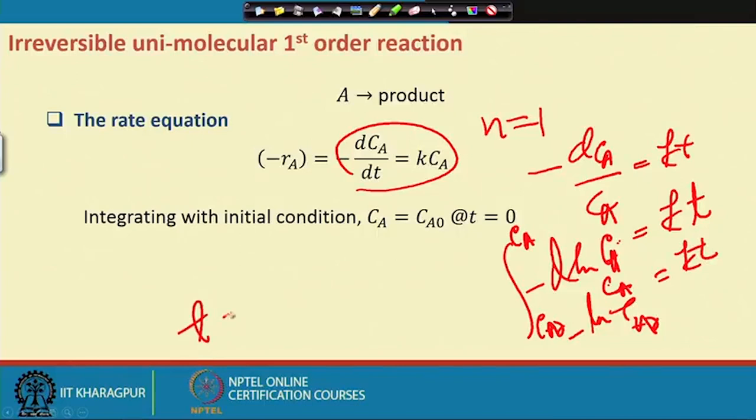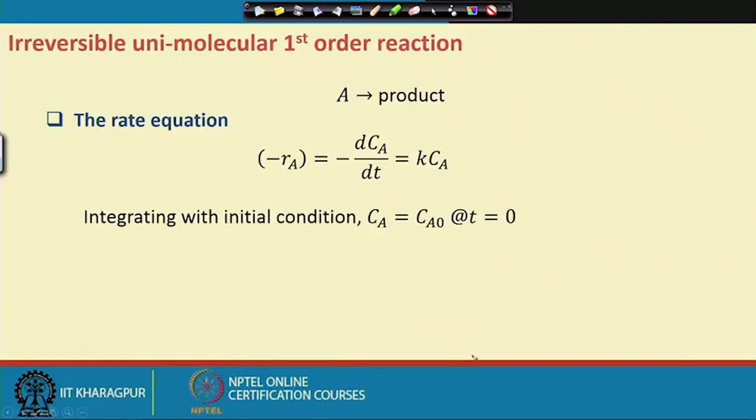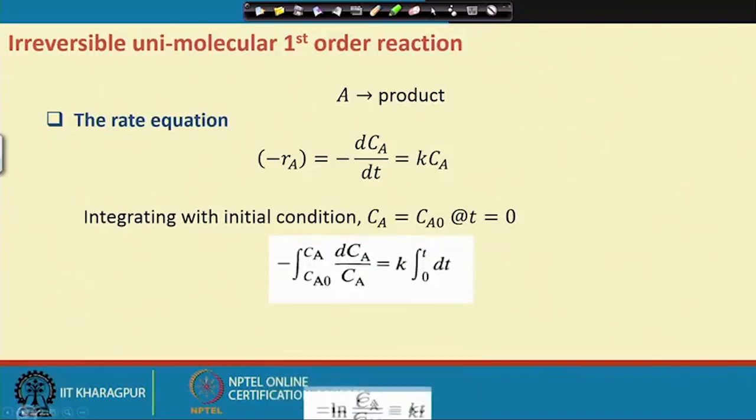So, I can write CA equal to, this is e to the power minus k t. So, I can write CA0 e to the power minus k t. So, at any point of time, if you want to find out the concentration of A, you can find it out with this correlation. So, this correlation, what I have shown you, you can solve very easily.